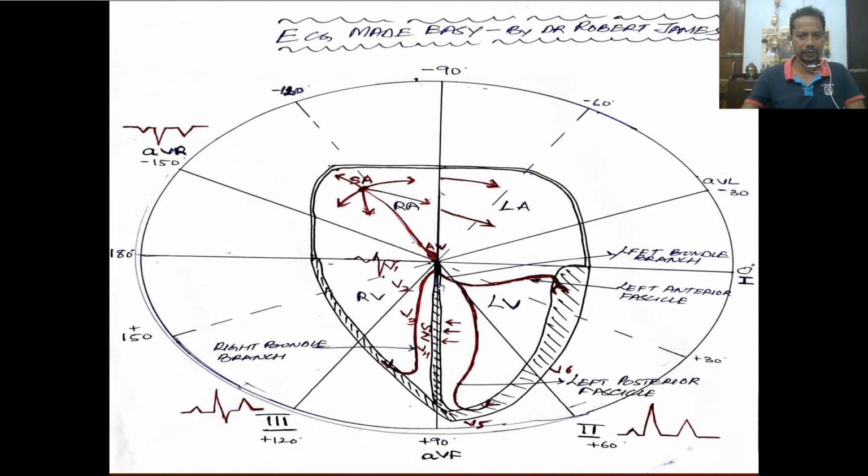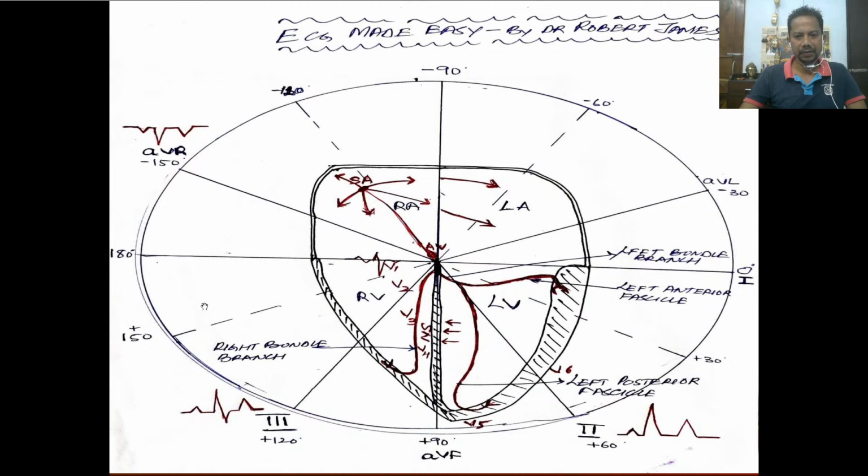Right now it is very confusing for you. Just listen to me, and after a few slides you will come to know everything. Like lead 1 is at 0 degree, then 30 plus 30 is 60 degree, lead 2 is at plus 60 degree, plus 60 plus 30, lead AVF is at plus 90 degree, like that.